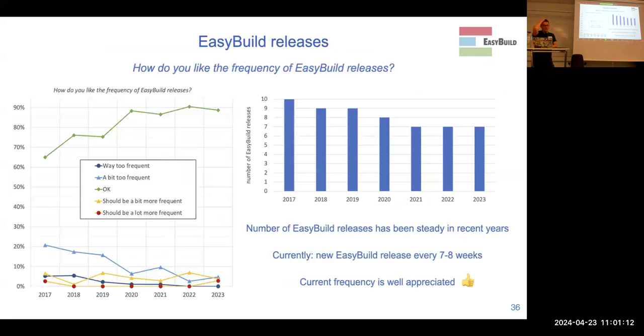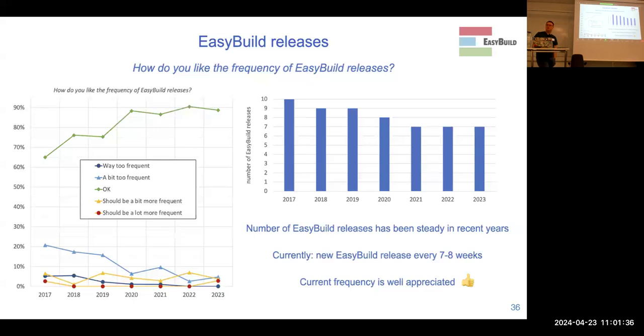In terms of EasyBuild releases, how happy are people with that? That's overly positive for now. So we've been having a steady pace of about 7 releases every year. It seems that's something people are quite happy with. Now, releases are not a small effort to do, so it's not pushing a button and the release comes out. It's like at least a day of effort, maybe 2.